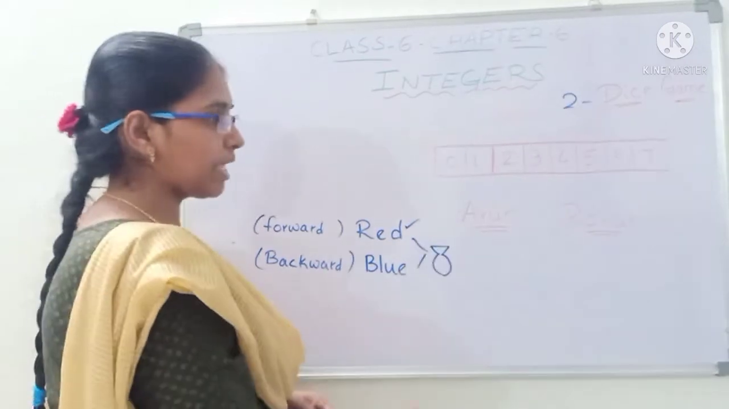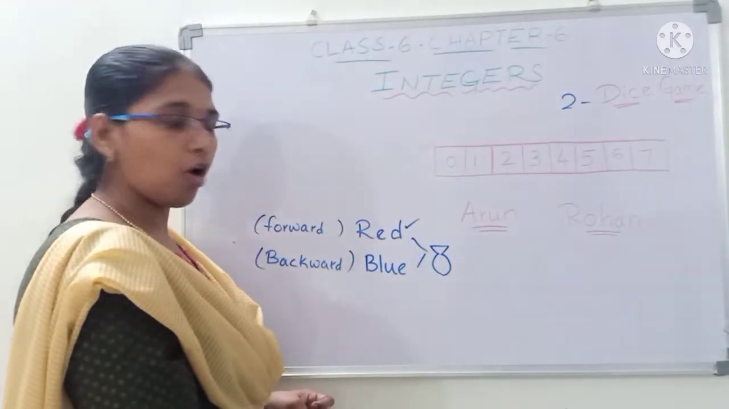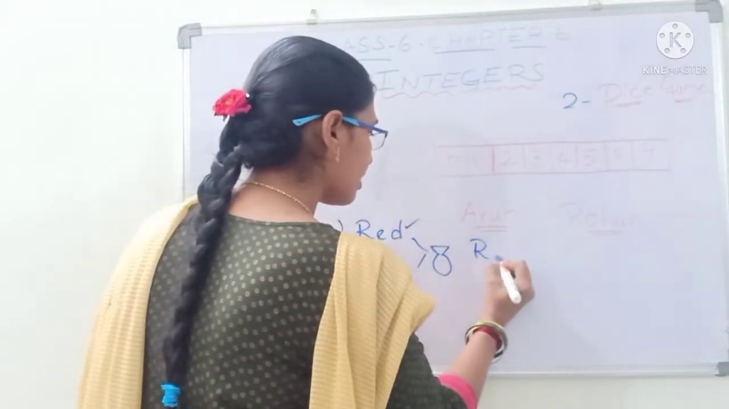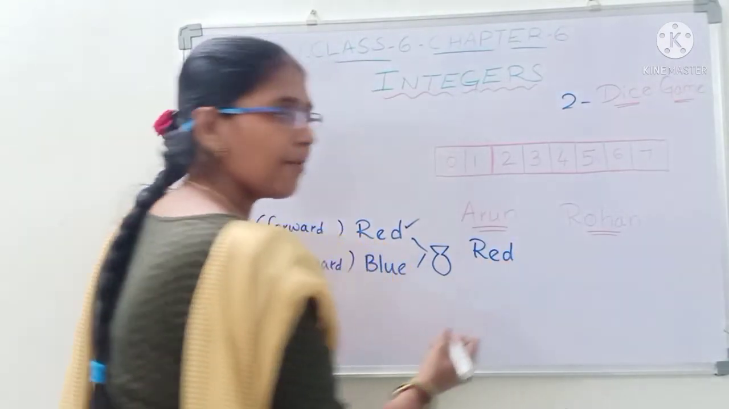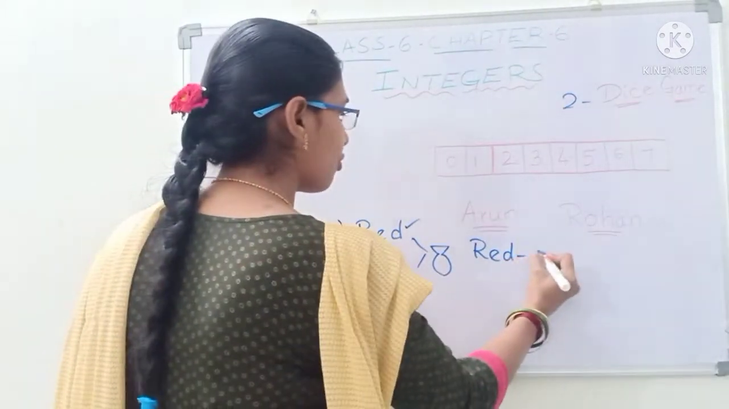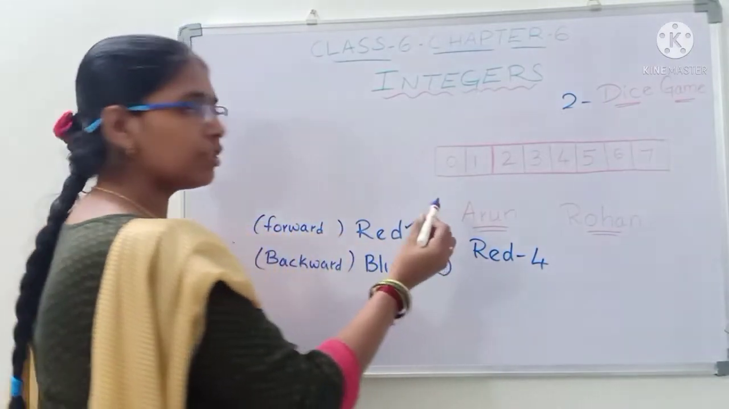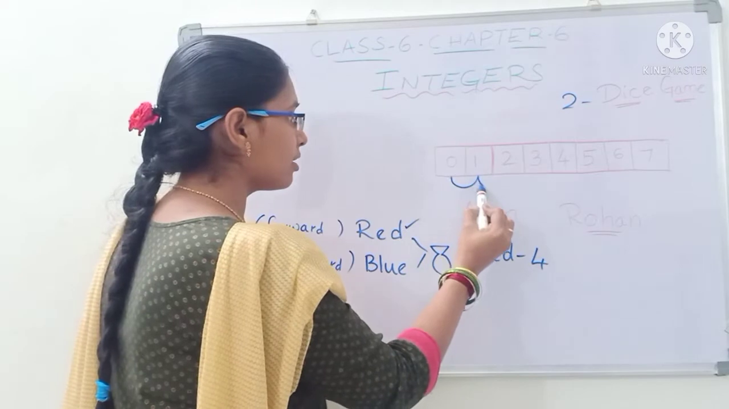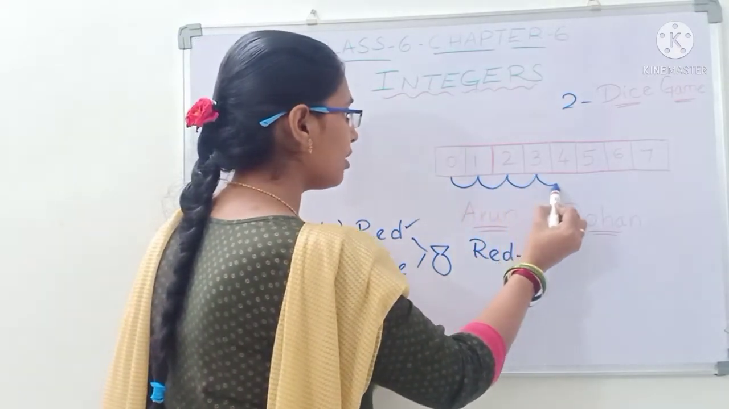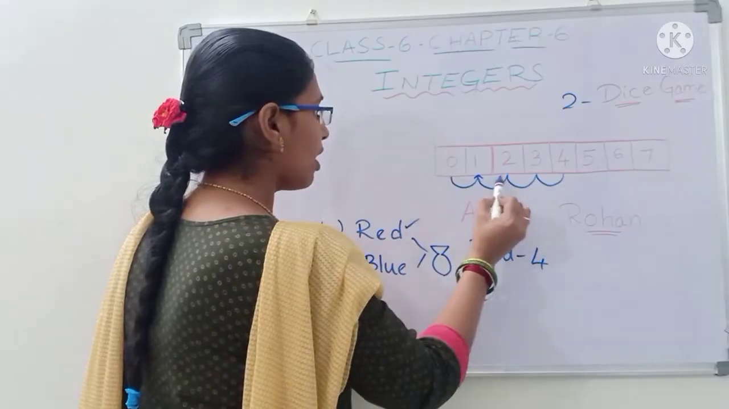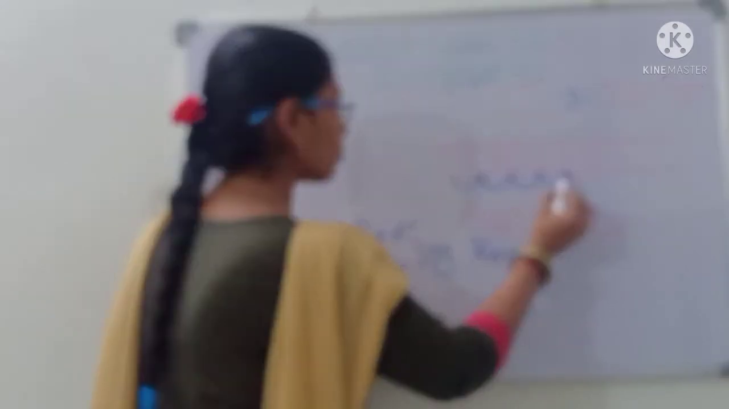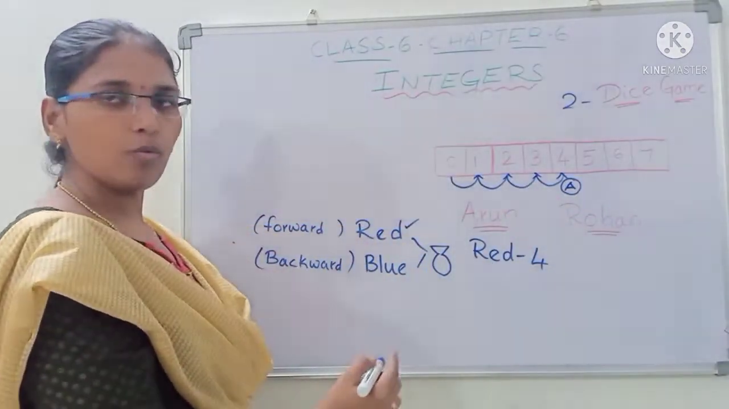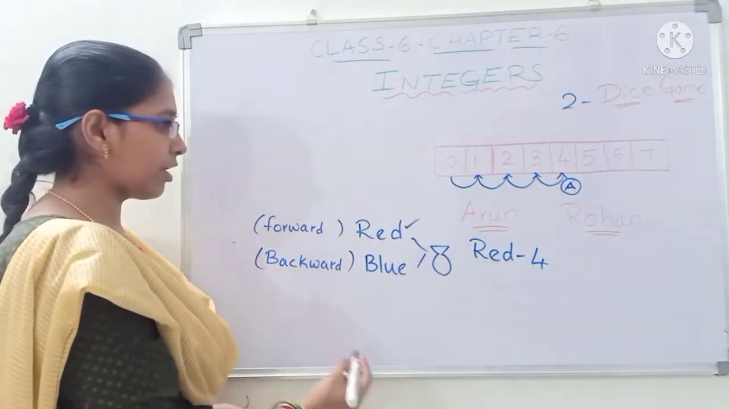First, Arun picked the dice from the bag. He got the red dice, and the number on the dice was 4. So initially where will we start? We'll start from 0. 1, 2, 3, 4. So Arun moved 4 steps forward and he reached position 4.